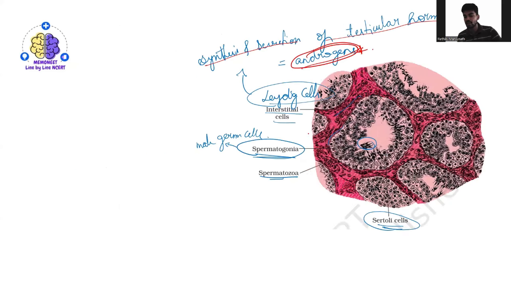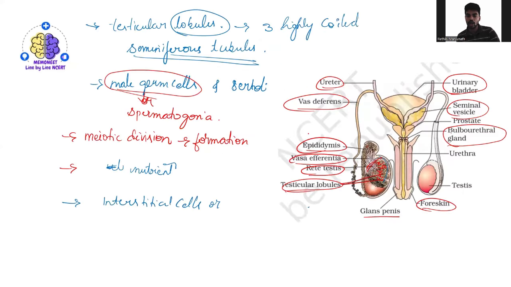Which is located outside, on the posterior surface. So this is another thing: it leaves the testis and opens into the epididymis. So this is clear. Now what happens? This epididymis again leads to the vas deferens. So from here to here, and it is moving here now. So now it leads to the vas deferens.